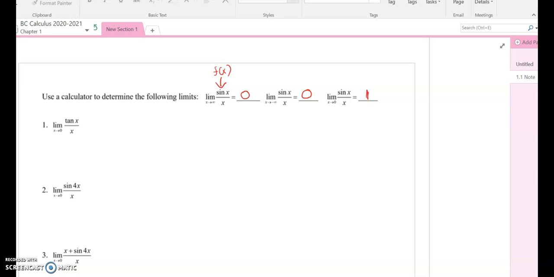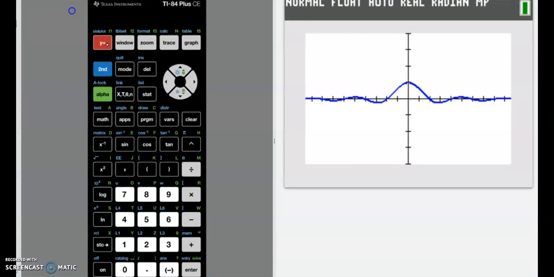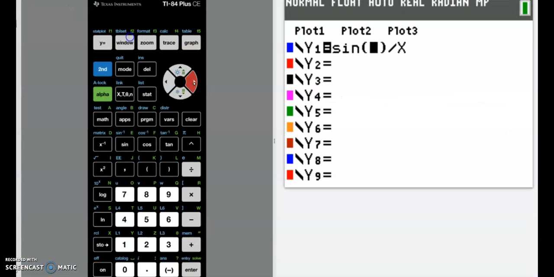To extend a little bit on it, does it matter if I do x over sine of x? Or, for example, if I go back to my calculator and ask, what happens if I do 4x? And let me be very clear, students. A lot of students will just put 4x in the denominator. It needs to be in parentheses.